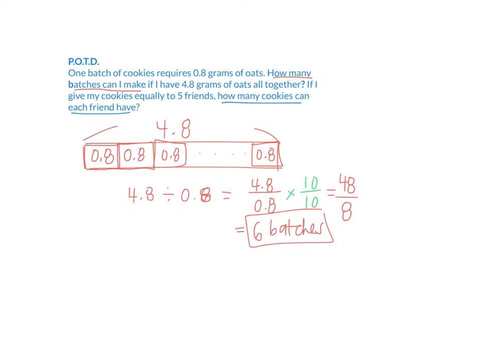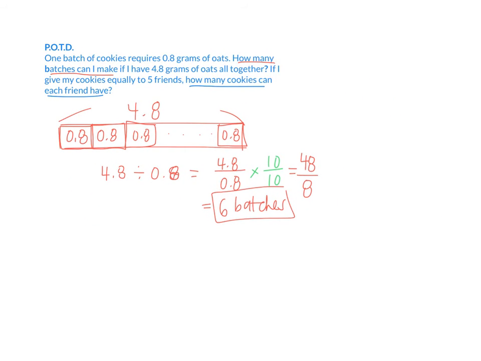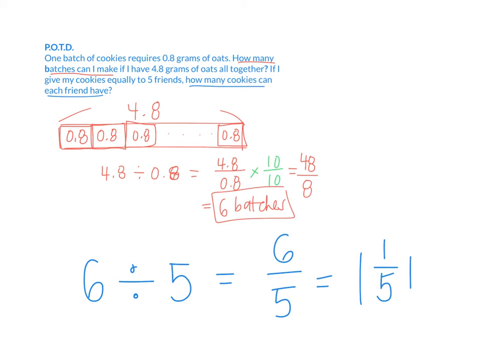Now, if I want to give those 6 batches of cookies equally to 5 friends, how many batches could each friend get? Well, I have 6 batches altogether. I want to divide it equally by 5 friends. How can I write that as a fraction? 6 divided by 5. Ritvik? 6 over 5. Can I simplify that? Yeah. What does that equal? 1 1/5. So each friend can have 1 1/5 of a batch. Okay, so again, this reviews what you know about multiplying and about dividing fractions.